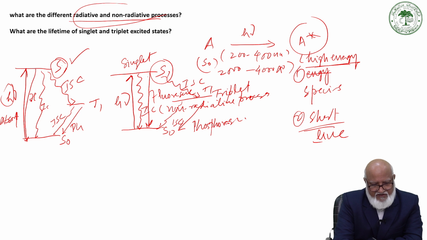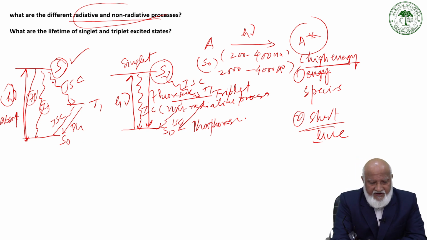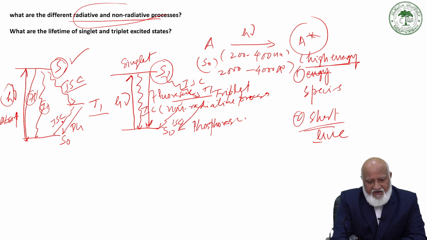A solid line is radiative, called fluorescence. A non-radiative process is a wavy line, internal conversion. Or from singlet to triplet, it can come by intersystem crossing. From triplet to ground state, it can come by both processes, radiative as well as non-radiative. Radiative is phosphorescence, non-radiative is intersystem crossing.